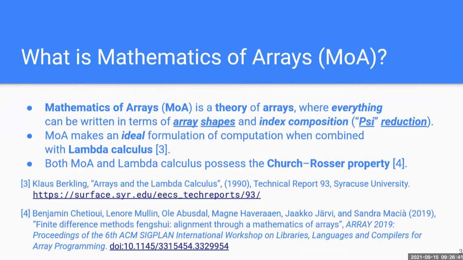So what is MOA? MOA is a theory of arrays where everything can be written in terms of array shapes and indexing. That's all there is. Array shapes and indexing with an algebra built upon that. And combined with the lambda calculus it gives us the Church-Rosser property, which means we can prove the equivalence of programs. So we can use mathematics in a very powerful way. Next slide.